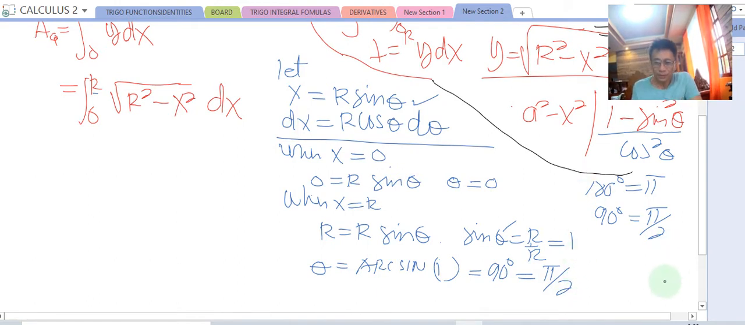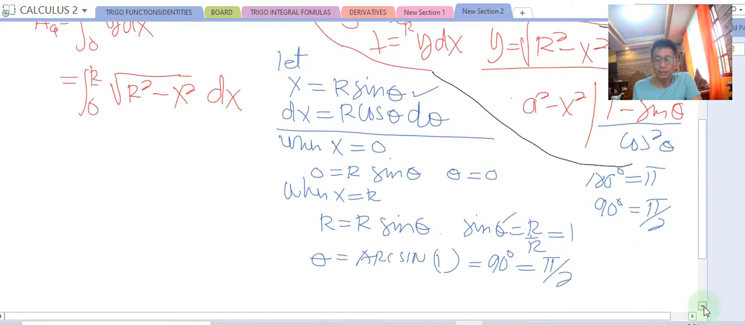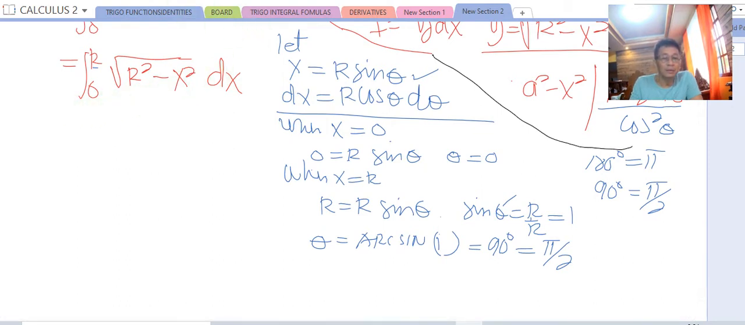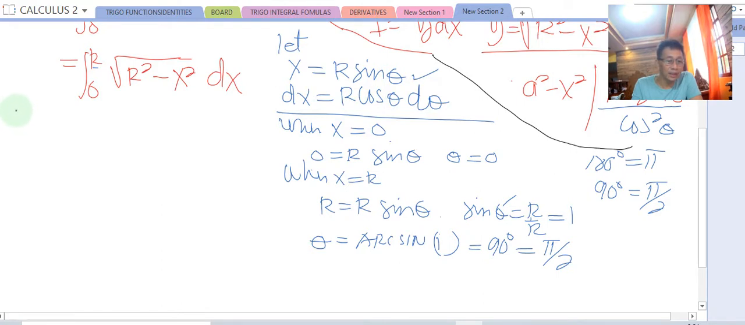Okay, pwede rin naman, i-retain mo na lang 90 degrees. Anyway, walang problema yan. So dito, substitute na natin yung value ngayon. Ito na yung magiging integrand natin as transformed, as substituted by trig function. The limit is 0 to pi over 2. So, kung magsusolve kayo, yung malinis.